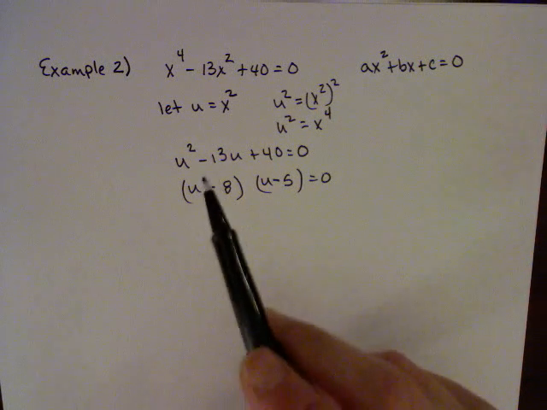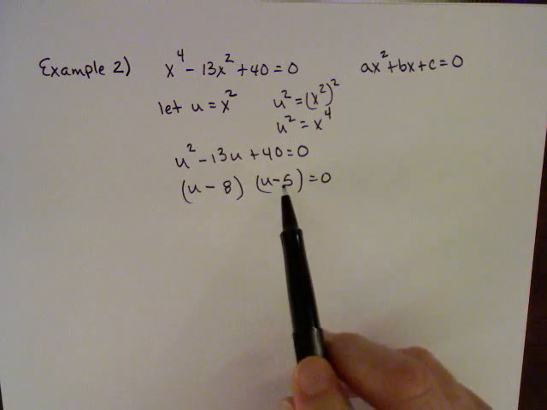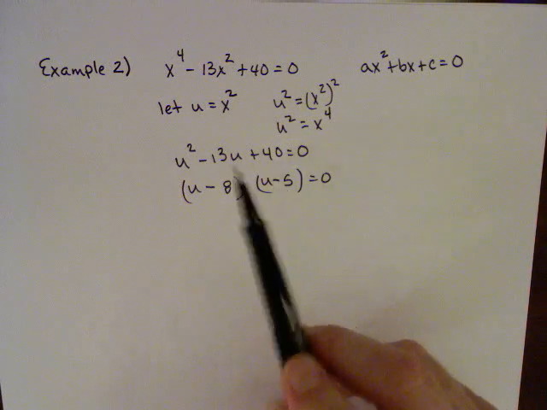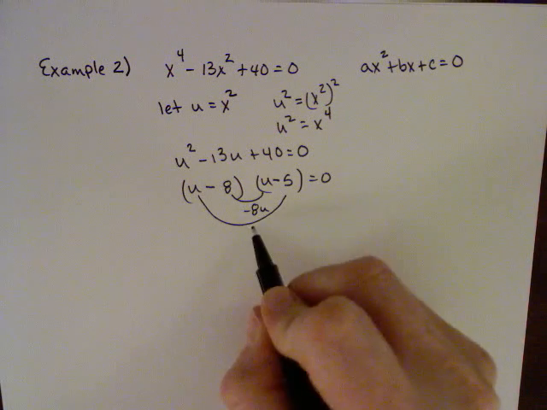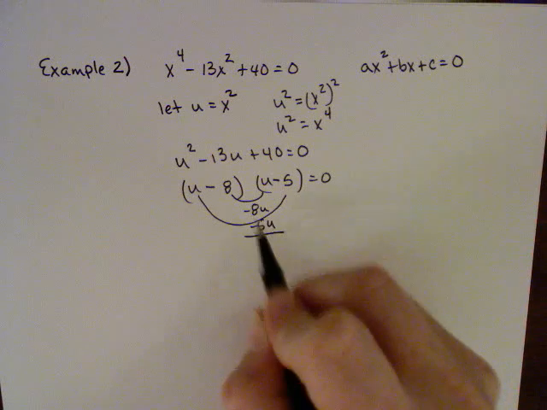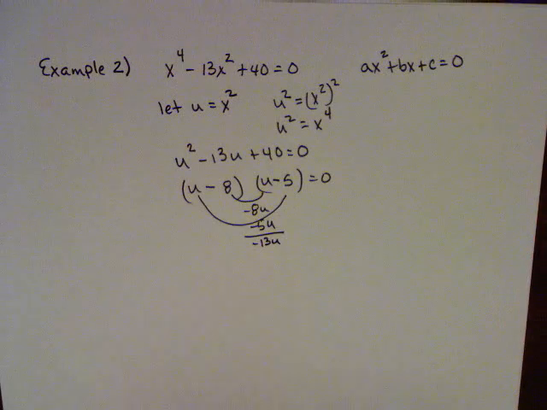Let's quickly do a check. U times u is u squared. Negative 8 times negative 5 is positive 40. And negative 8u and negative 5u sum to negative 13u. So we factored that correctly.